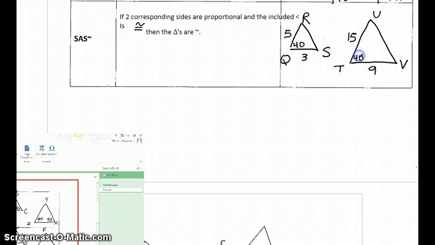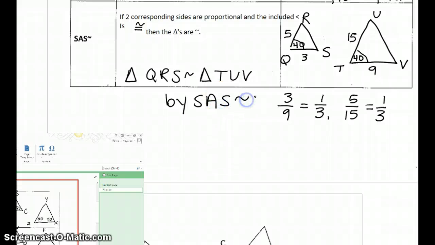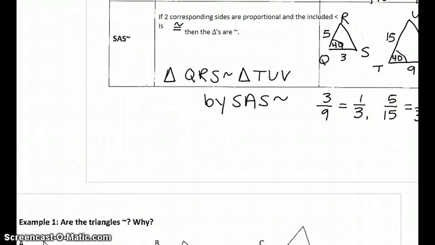It's very important that you remember what it means for something to be the included angle. So the included angle touching both of the sides that are numbered is congruent, and let's compare my sides. 3 over 9 simplifies to 1/3, and then compare my larger sides, 5 over 15, also simplifies to 1/3. Make sure you're naming your triangles correctly. Triangle QRS is similar to triangle TUV by side-angle-side. Now go to the back and try some examples.